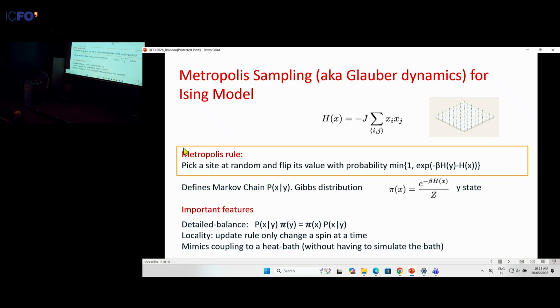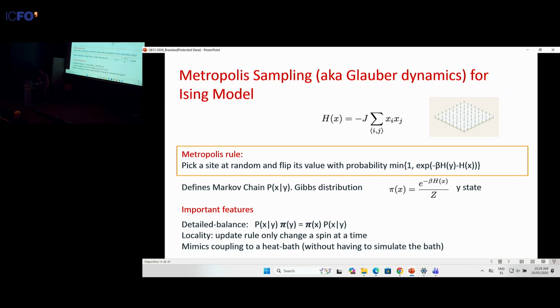And what is the Metropolis rule? The Metropolis algorithm is a random walk over the spin configurations, such that if you run it for long enough, you start sampling from the thermal distribution of this Hamiltonian at some target inverse temperature beta. And how is this random walk defined? It's defined by the Metropolis rule. This rule is the following. In each time step, you pick a random spin out of the N that you have, and you flip its value, but you flip it with a given probability.